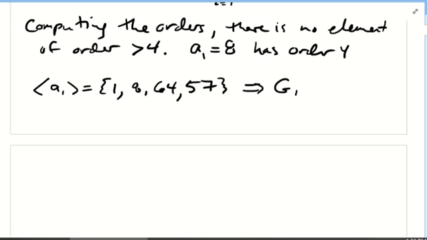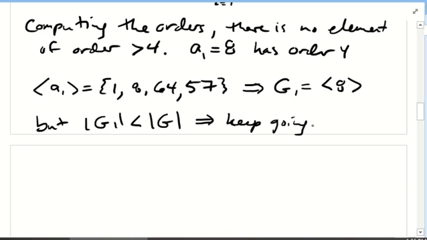Okay, but the order of G1 is less than the order of G, so we keep going. Okay, and we find A2 is an element of order 4, so maximal order. In this case, it is element 12, for instance.